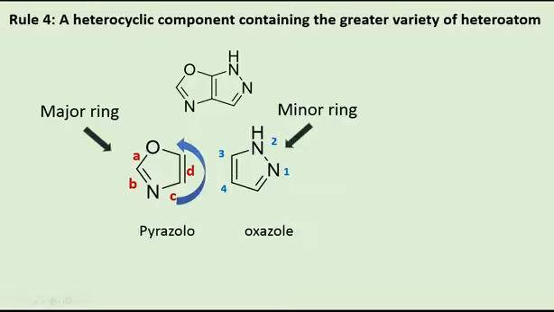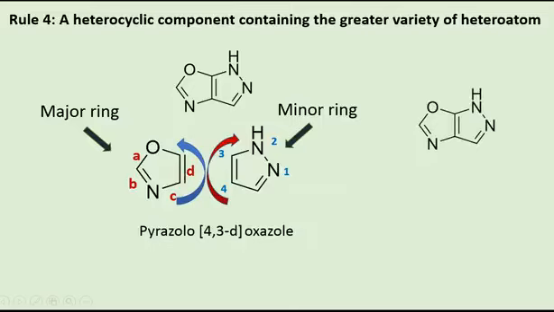Then here it is anti-clockwise direction, so it must be clockwise direction for the minor ring. So 4,3-d oxazole. Is there any hydrogen somewhere? No, nothing is there, so we need not bother about the hydrogen. But here on nitrogen you have a hydrogen, so we need to represent where exactly you have the hydrogen. If we give numbering, we start from nitrogen, then 1, 2, 3, 4, 5, 6.